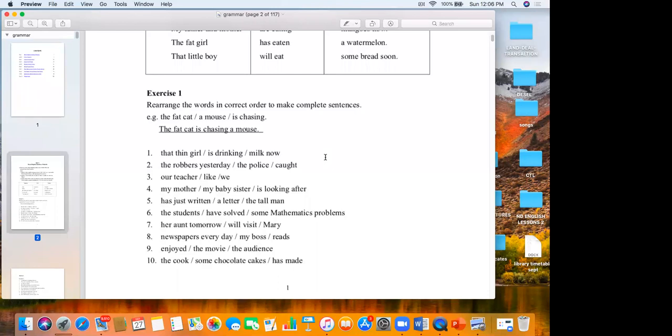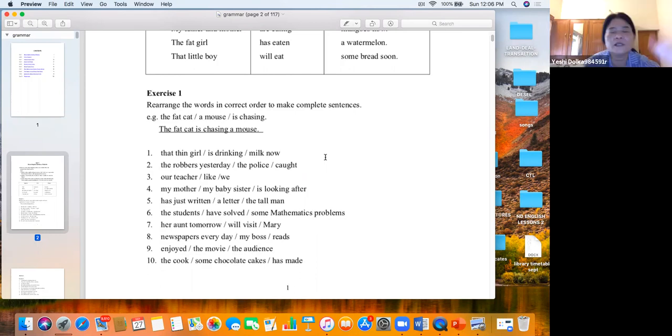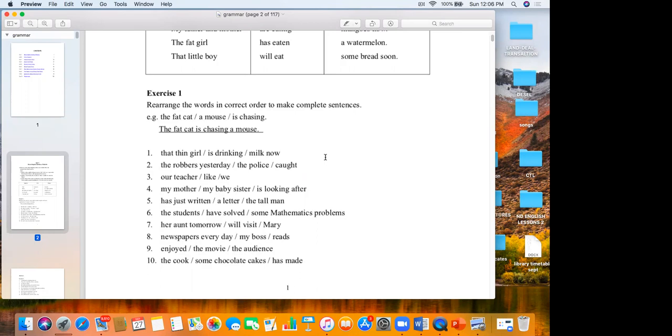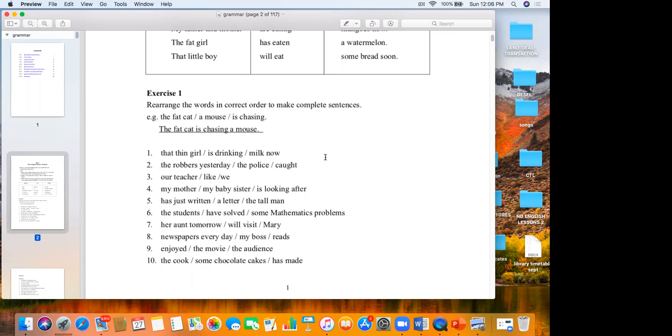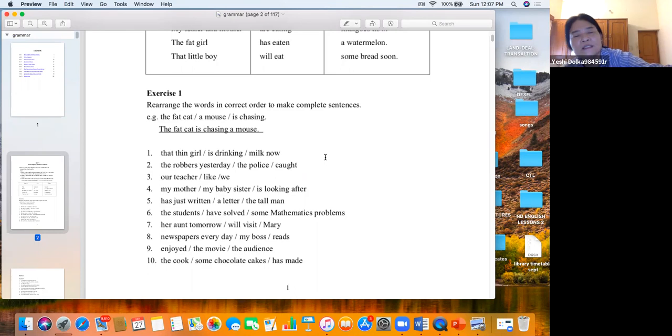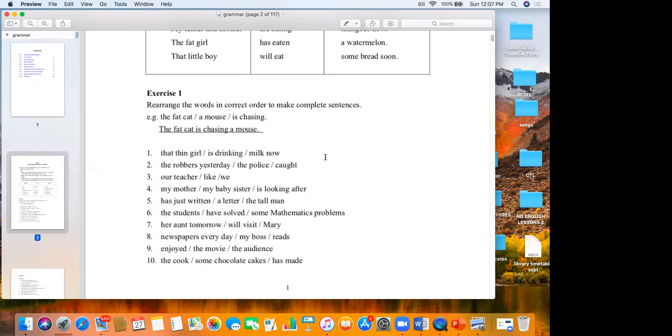The thin girl is drinking milk now. Oh, the thin girl, that thin girl is drinking milk now. Drinking milk now, what does it mean? It means the thin girl is drinking. Okay. All right. What about number 2?